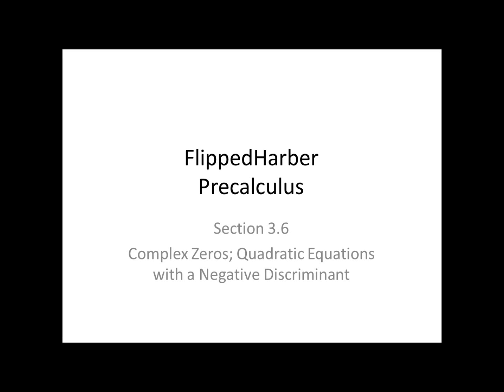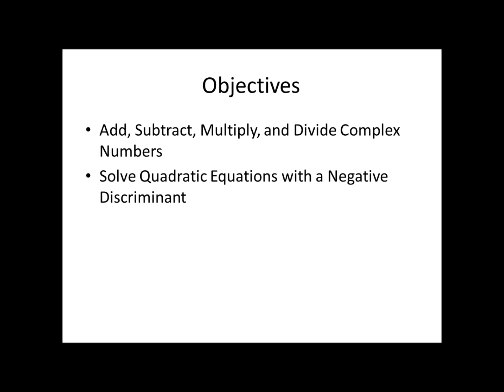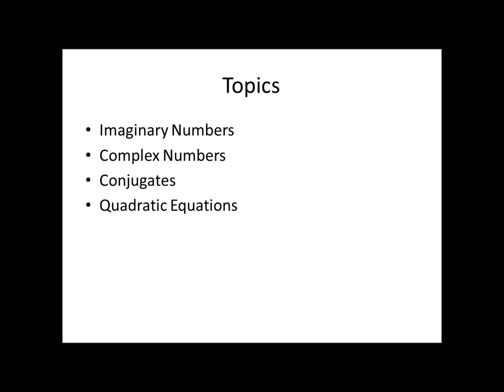In this video we'll cover section 3.6, Complex Zeros, Quadratic Equations with a Negative Discriminant. Our objectives for this lesson are to add, subtract, multiply, and divide complex numbers, as well as solve quadratic equations with a negative discriminant. Our topics include imaginary and complex numbers, conjugates, and quadratic equations.